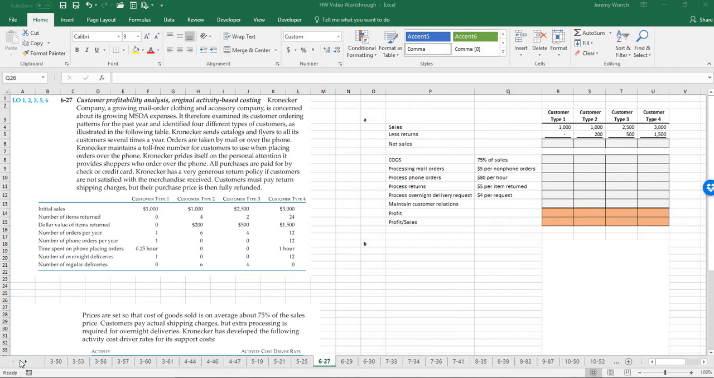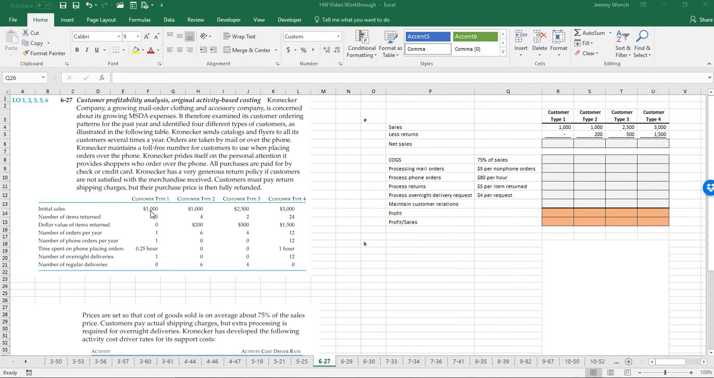And so in this problem we have Chronicle Company, a mail order clothing and accessory company, and they're concerned about their expenses. They've identified 4 different types of customers. It looks like they send out catalogs and flyers to all the customers several times a year. They take orders by mail or over the phone, and they get paid by check or credit card. And they have a very generous return policy.